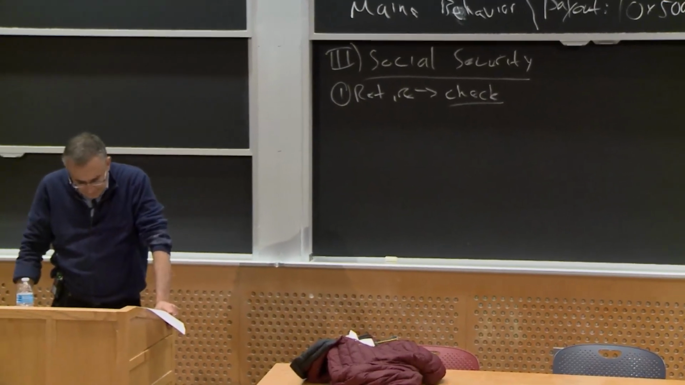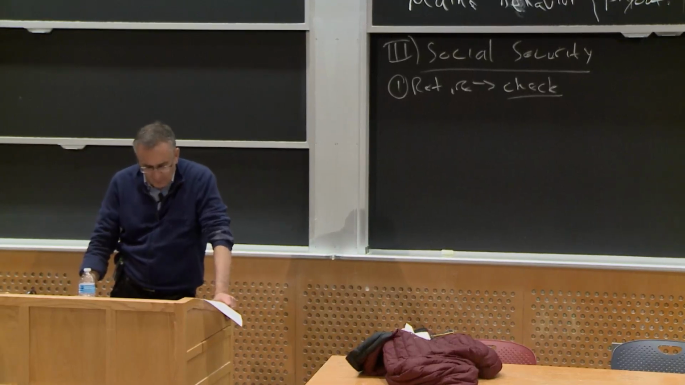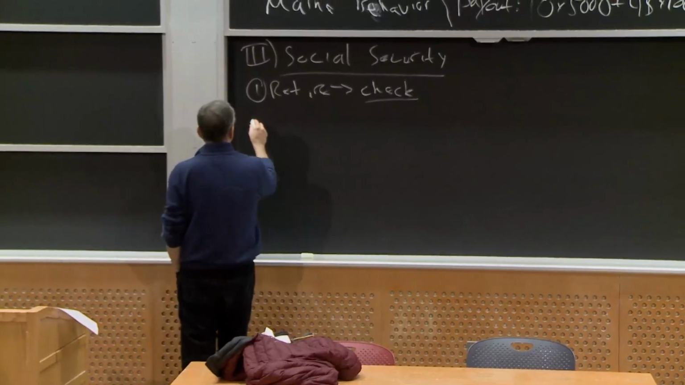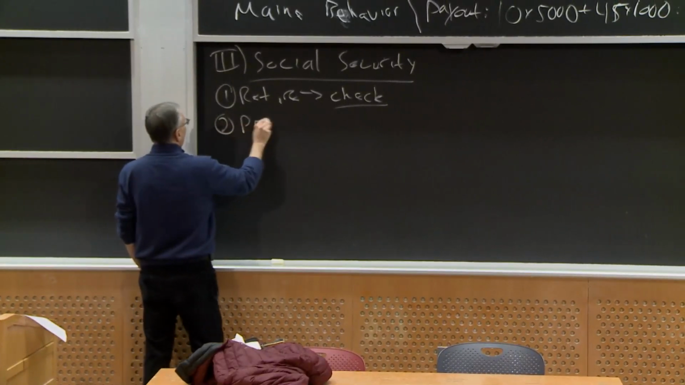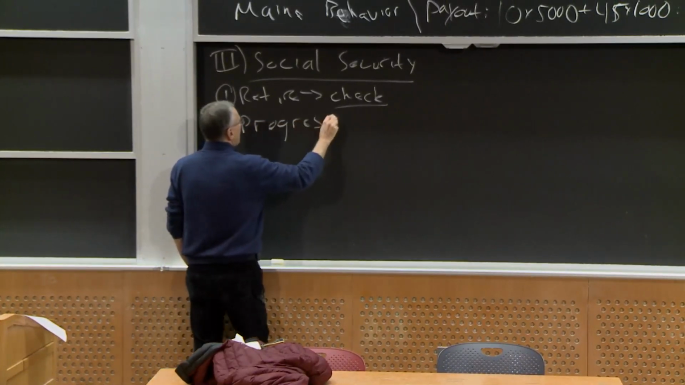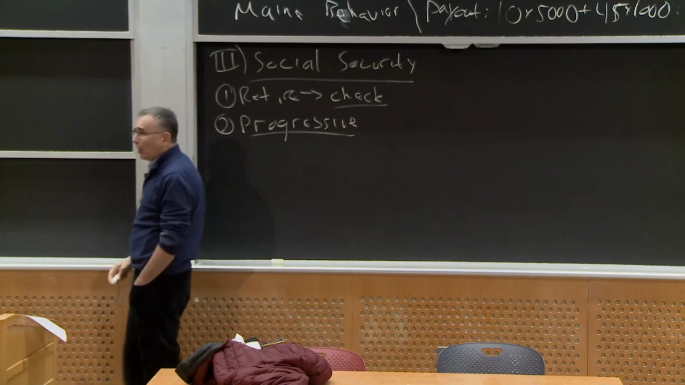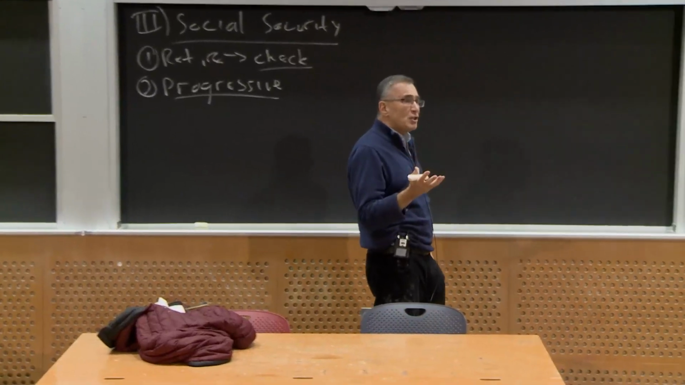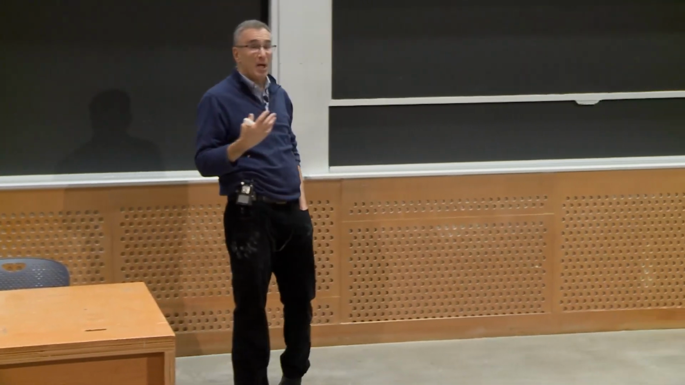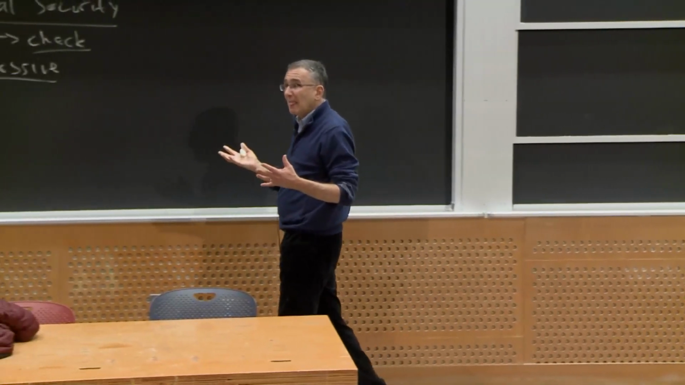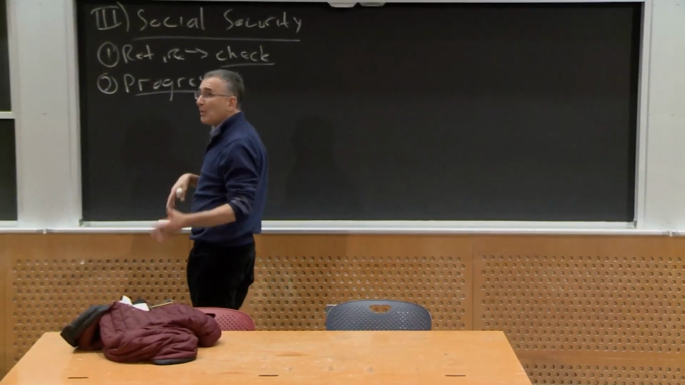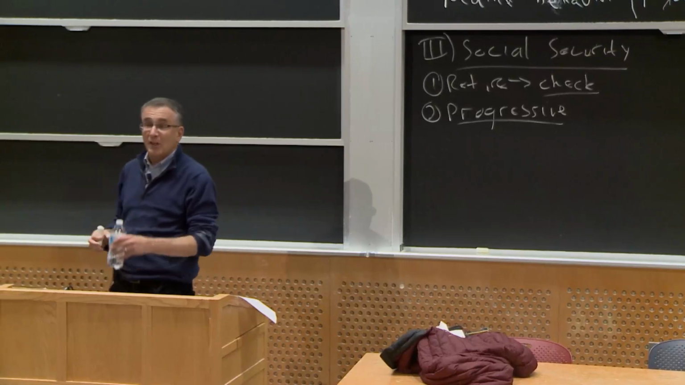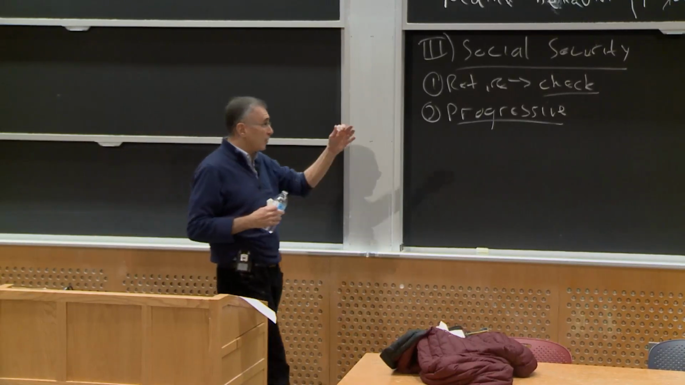That check is a function of how much you made before you retired. That check is progressive. What does that mean? That means that if you're very poor, you get a check that's almost as much as you made before you retired. If you're rich, you get a check that's about 30% of what you made before you retired. So the more you made before you retired, the less you get back from the government. Everybody gets something. Everyone gets at least 30%. But there's a range 30 to 90.